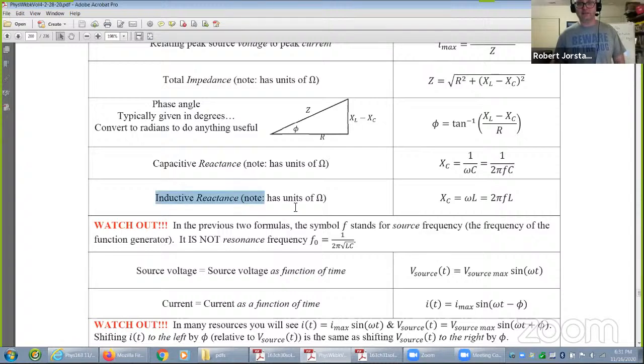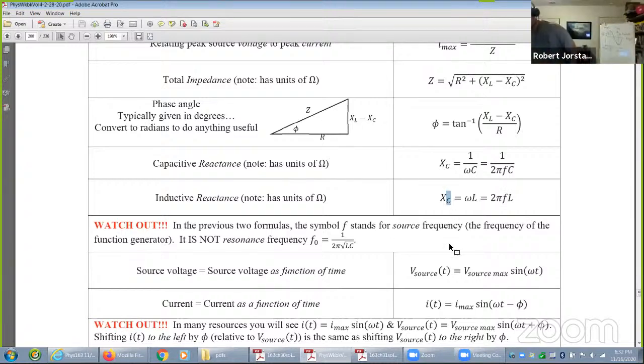So inductive reactance is the same idea, except I want to point out that if you go to very high frequencies, the inductor dominates and this term blows up. If you're at very low frequencies, things are not changing that much. Inductors oppose changes to the magnetic field. If you're not changing the current, you're not changing the magnetic field. If you're not changing it rapidly, oh, shouldn't that be an X sub L?